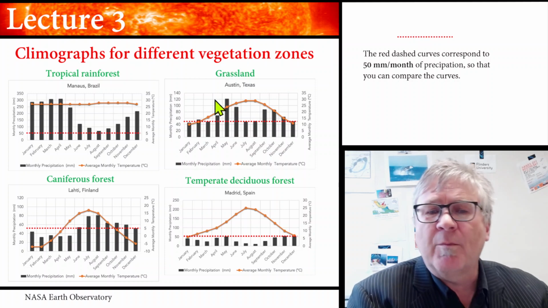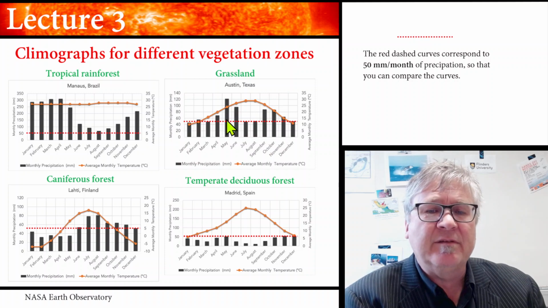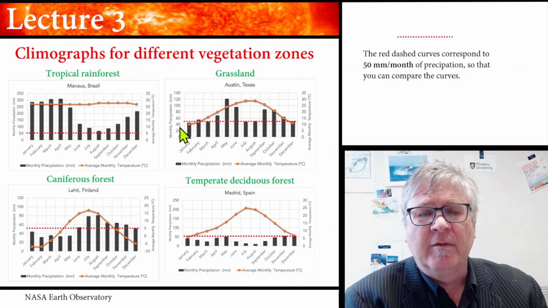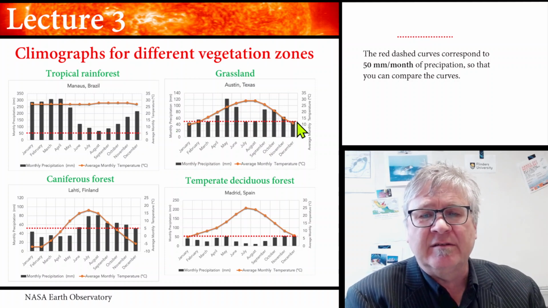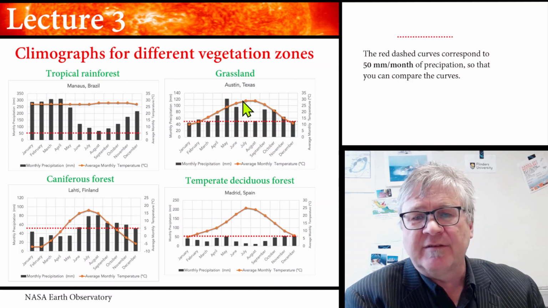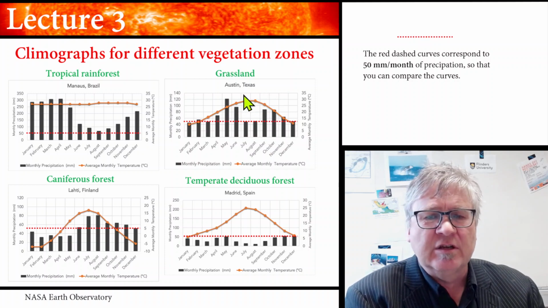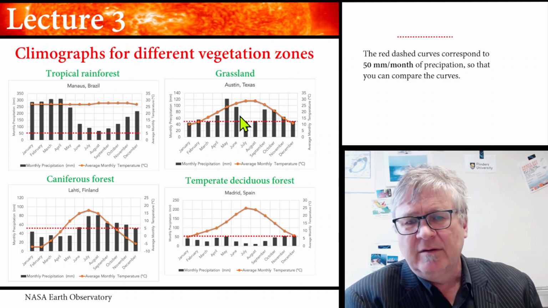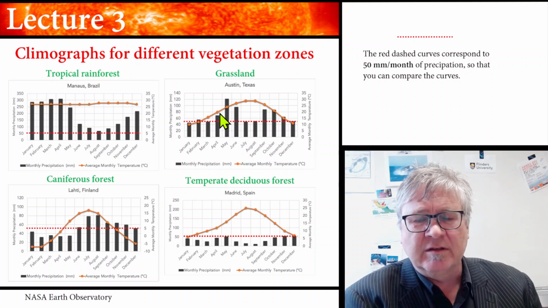Then you can compare it with grassland, and we have much lower precipitation. And for the temperature cycle, you still have a seasonal cycle, but no freezing conditions. Here in Austin, Texas, the temperature varies between 10 and 30 degrees. It's quite some change, a 20 degree seasonal change. But you have rainfall most of the time, a little bit stronger during May and June, and so on.